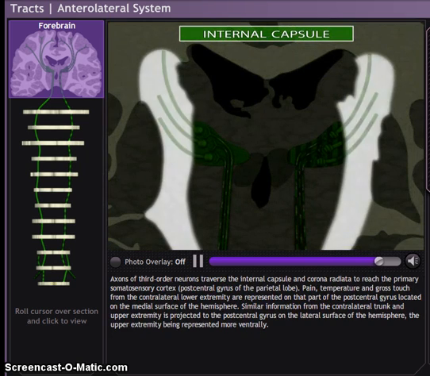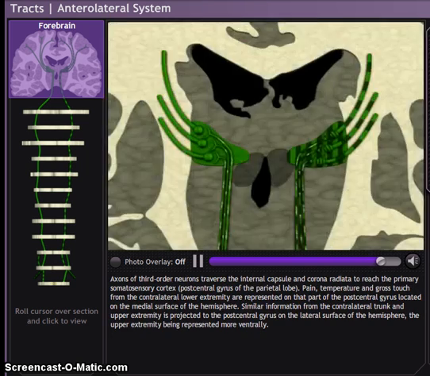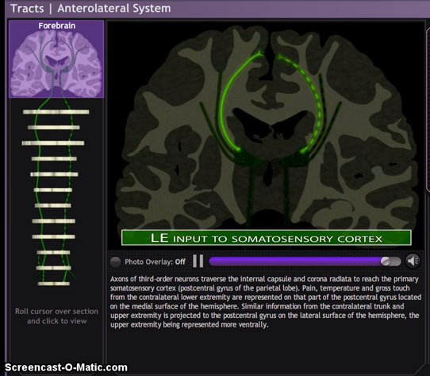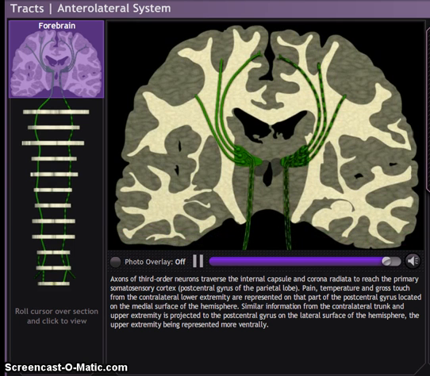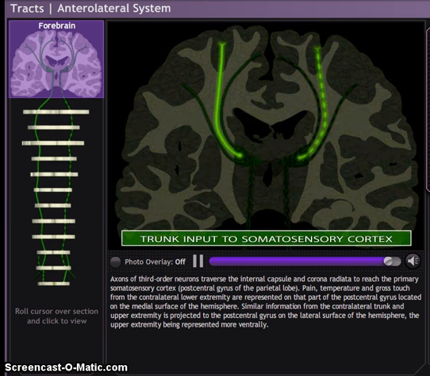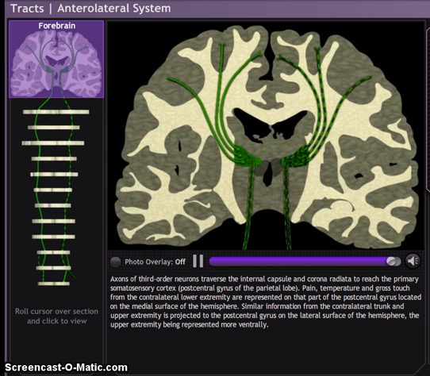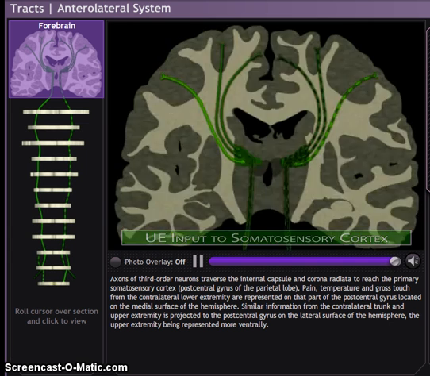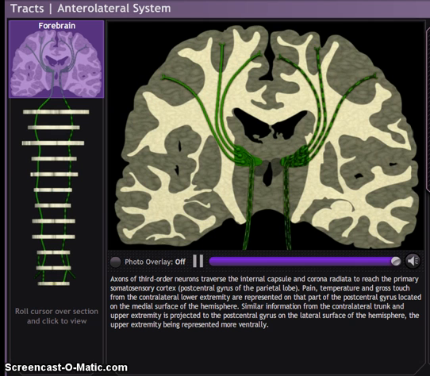Axons of third-order neurons traverse the internal capsule and corona radiata to reach the primary somatosensory cortex. Information from the contralateral lower extremity travels to a portion of the postcentral gyrus located on the medial surface of the hemisphere. Similar information from the contralateral trunk and upper extremity is projected to the postcentral gyrus on the lateral surface of the hemisphere, with the upper extremity targets located more ventrally.